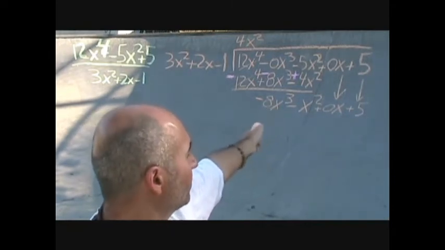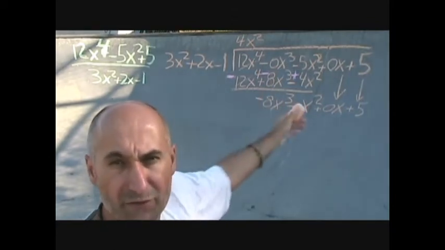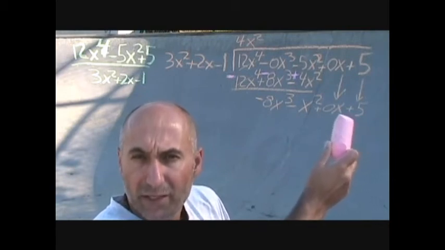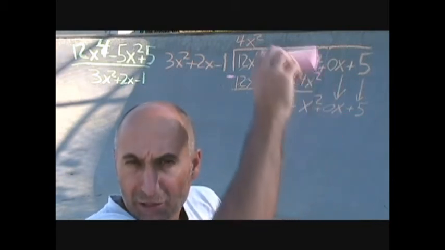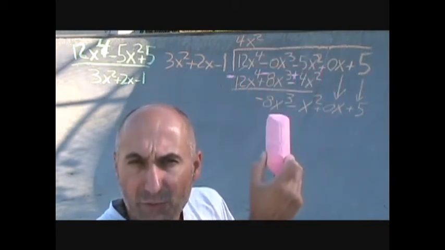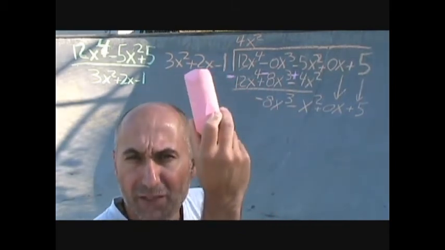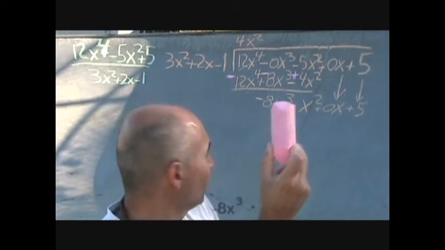And as soon as I finish that, I bring all the terms down, okay? Over on this side, I bring everything down. That way, you don't have to continuously look up. Right? So again, the question you're going to be asking yourself is, what are you going to multiply 3x squared by to give you negative x cubed?